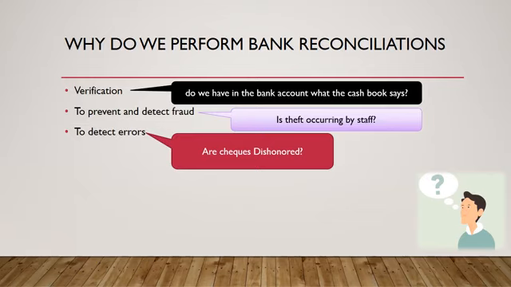When we say checks are dishonored, what we mean is that the check which John took from Chipo and went with to the bank has been rejected by the bank.